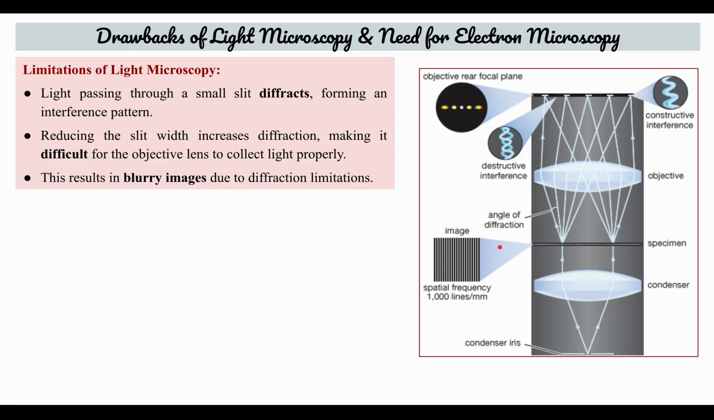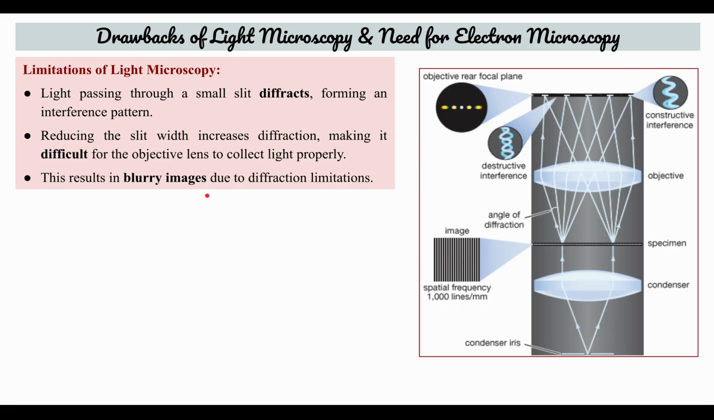Another problem is that if you reduce the slit width, then it will further increase the diffraction, which will make it difficult for the objective lens to collect light properly. In this case, slit means the distance between the units present inside the specimen. So if that particular width is increasing, then diffraction will decrease. If that width decreases, then it will increase the diffraction.